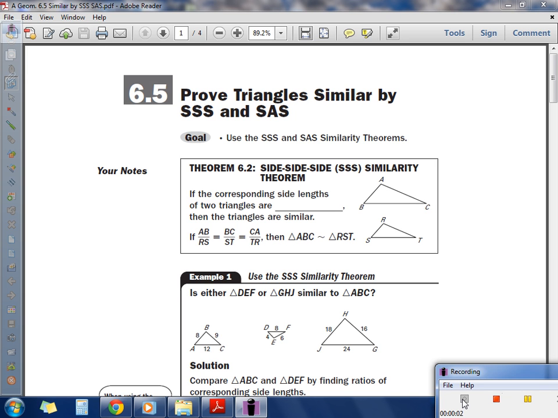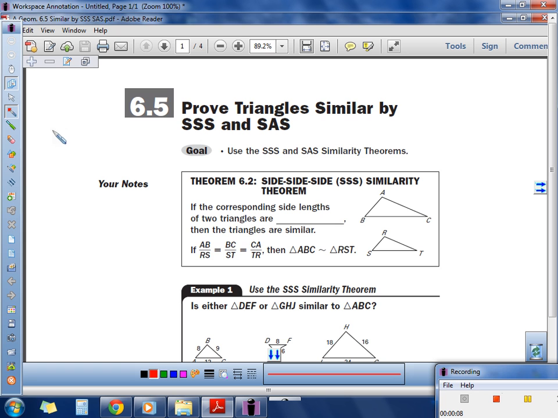Alright, today's lesson deals with two new similarity postulates. The one we did the other day was angle-angle similarity. So we're adding these other two to the list now. So now we have side-side-side and side-angle-side. These other two were used in congruence, but they can also be applied to similarity.